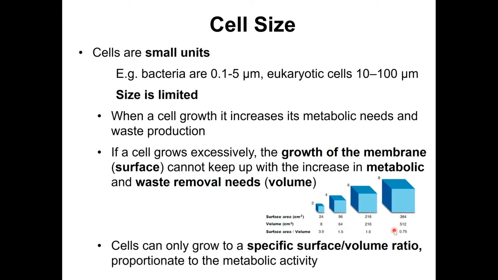Now, this surface to volume ratio is proportionate to the metabolic activity of a cell. So if a cell has a lot of metabolism going on, constantly producing protein and so on, it would tend to be smaller. Whereas if a cell is a structural cell, like some very elongated plant cells whose function is just structural, they can grow longer because the metabolism is not growing as fast as it would be in a very metabolically active cell.